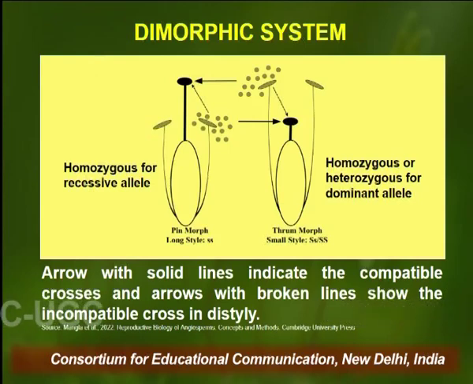Now, arrows with solid lines indicate the compatible crosses, that is, the direction in which the pollen grains are going to move and land on the stigmas, whereas the arrows with broken lines show that if this kind of pollination happens, it will lead to an incompatible cross. Okay, so the left one, the pin morph, I said is homozygous for the recessive allele, whereas the right one can be homozygous or heterozygous for the dominant allele.